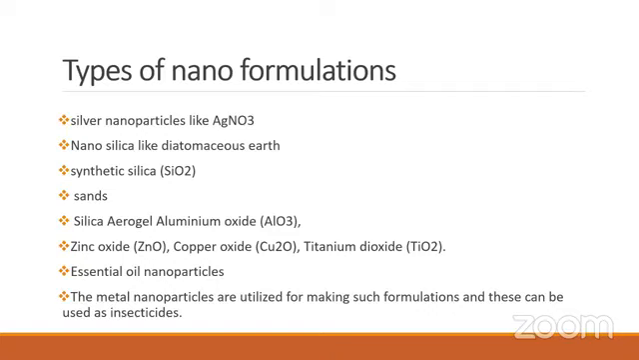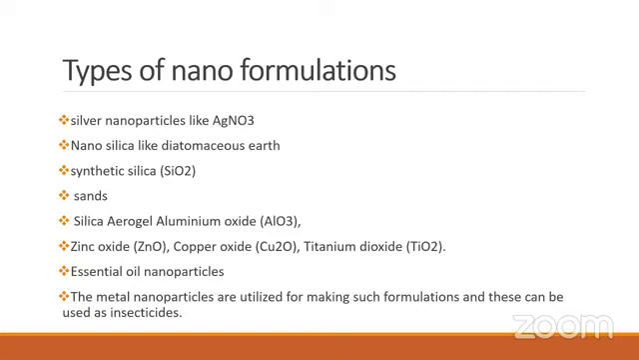Previously also we used diatomaceous earth for management of stored grain pests. Now they have clubbed two technologies, using diatomaceous earth with nanoparticles. What is diatomaceous earth? Diatomaceous earth consists of microscopic fossilized plants found in the water or ocean. In the beds of oceans, we find this diatomaceous earth. These are the fossilized plants, and they are mainly made up of silica.